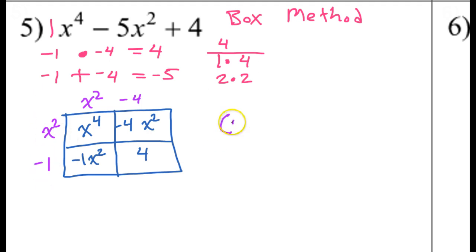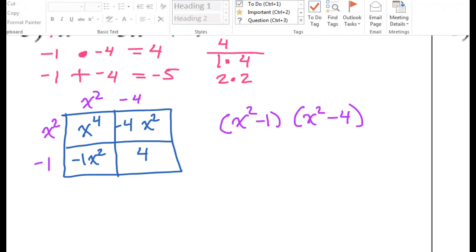So that will give me the final answer. Looking at the left side, I have x squared minus 1. Looking across the top, I have x squared minus 4. Ha! Did I say this was the final answer? I was mistaken. Because now I'm seeing that both of these are the difference of squares. Both of these can be factored further. I feel like I should use 2 different colors now.